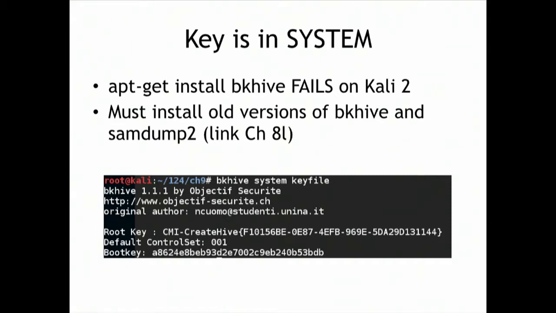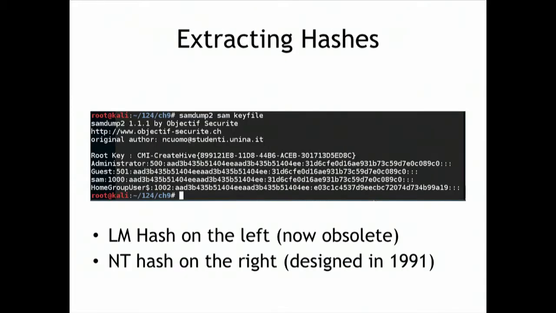So you can use BKHive to steal the key from the system, and then decrypt it, and you can get your keys out of here. This is called the boot key. That's the RC4 key that you use to decrypt the system file. Anyway, then you can use SAMdump to dump the file, and you will now get the password hashes.